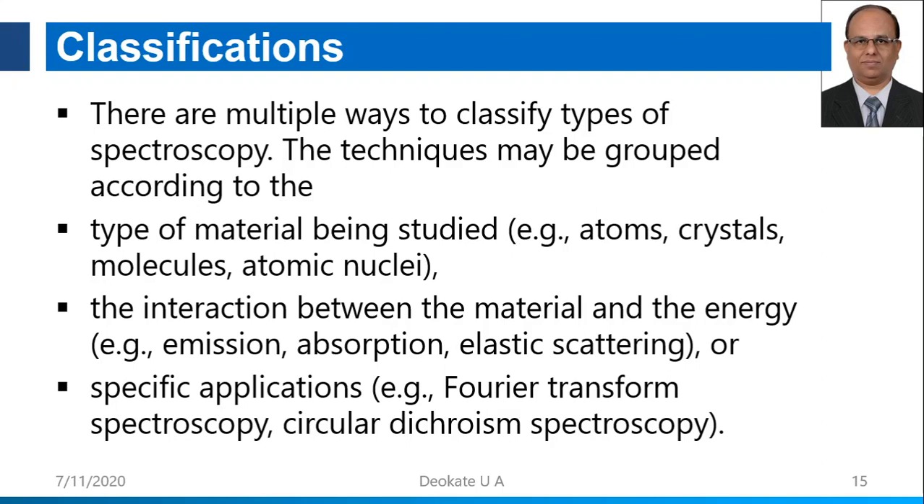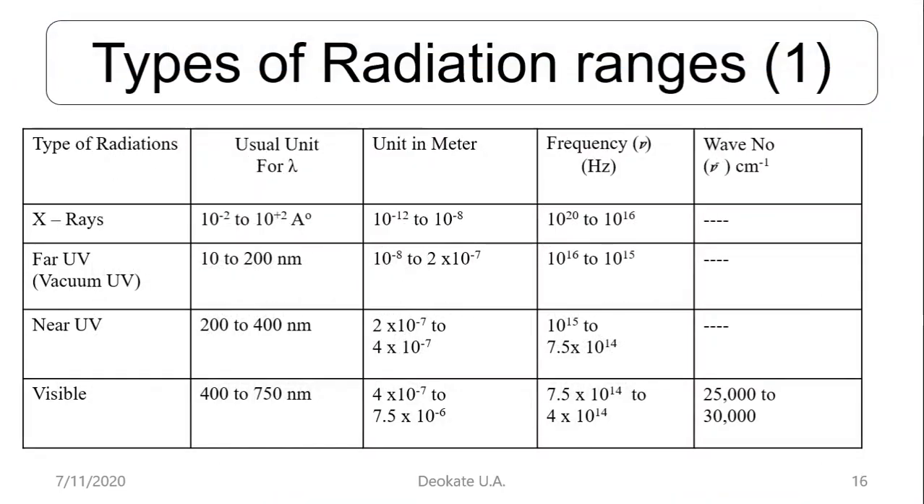Another method is the interaction between the material and the energy. So what happens when the radiations are bombarded onto matter: whether emission takes place, or absorption of electromagnetic radiation takes place, or elastic scattering takes place. So this is another method to classify spectroscopic techniques. And the third one is specific application, that is Fourier transformation spectroscopy or circular dichroism spectroscopy. So these are specially designed spectroscopic techniques, alterations of the conventional spectroscopic techniques.